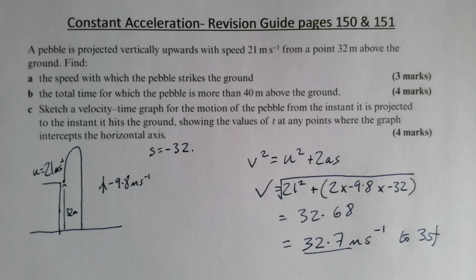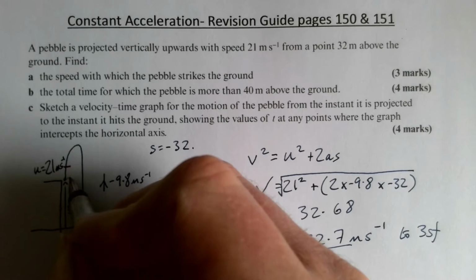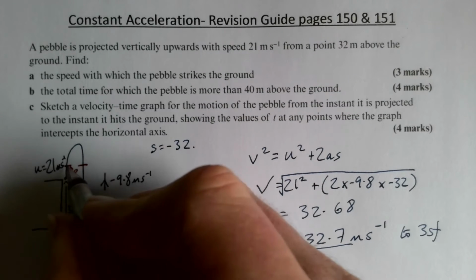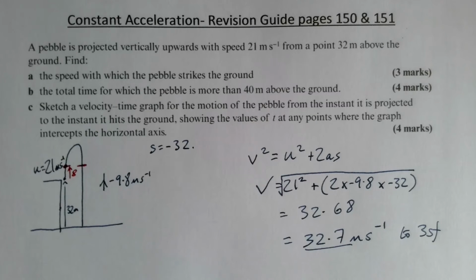Okay, so now pause it and have a go at part B. The total time for which the pebble is more than 40 meters above the ground. So that means 40 meters above the ground will be 8 meters above where it's gone. So we want to know the time between those two things there. So if I use SUVAT, I can find a quadratic equation to give me both times that it's 8 meters above it, positive 8.